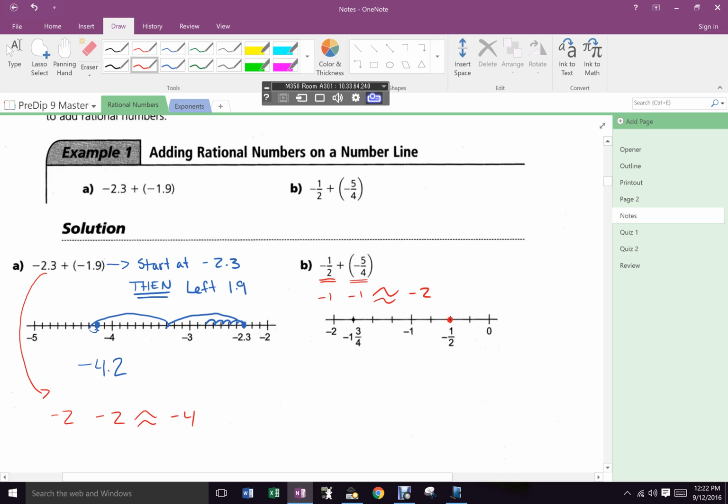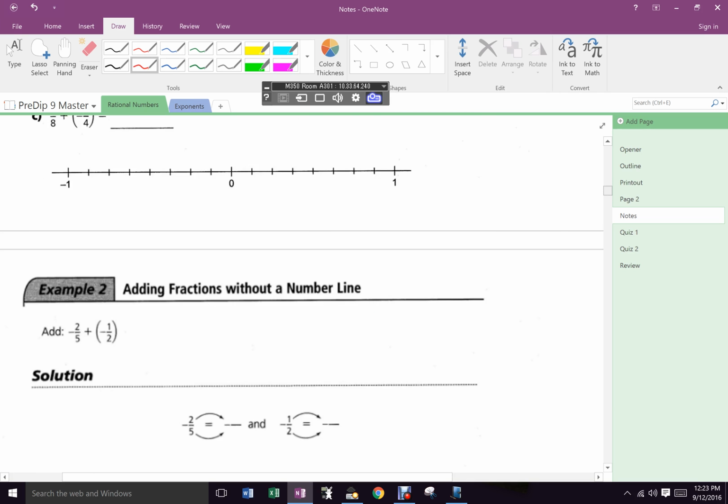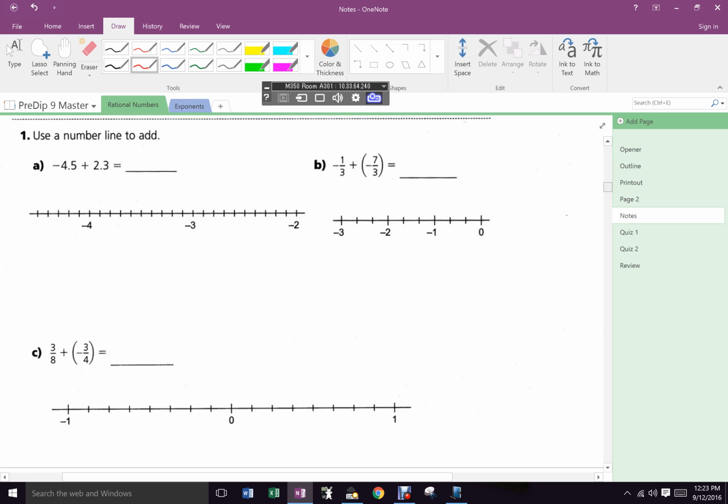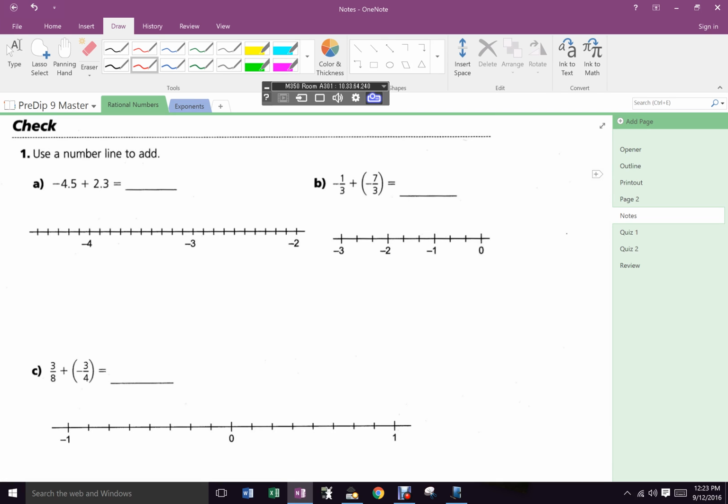Go to -1/2. Now, I got to add 5/4. What does my number line cut into? 4ths. 1, 2, 3, 4, 5. And there's my answer. Is -1 3/4 close to -2? So do I have the right answer? Easy peasy lemon squeezy, right? That is the right answer. Yep. Now you guys do these 3.